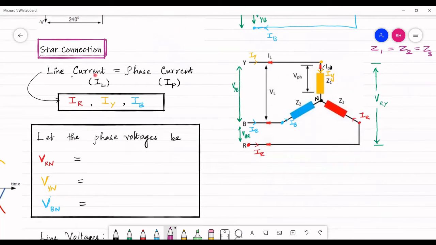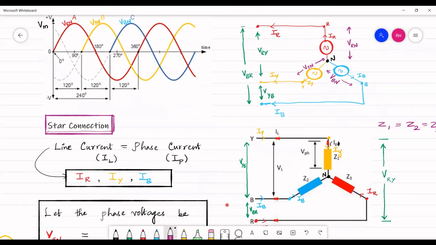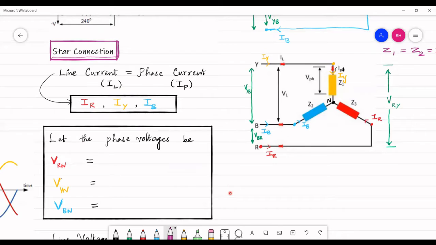So we know for a star connected system, whatever current we have in the line is going to flow along the phase, and hence we could generally write IL is equal to IP, where IL is the line current and IP is the phase current. The line current or phase current in all three phases are IR, IY and IB, and they are going to be the same. Whereas when we consider the phase voltage VRN, VRN starts at an angle 0.